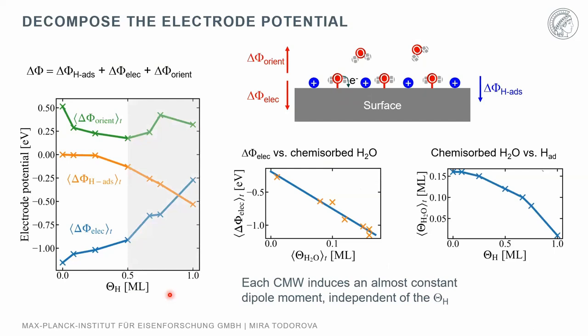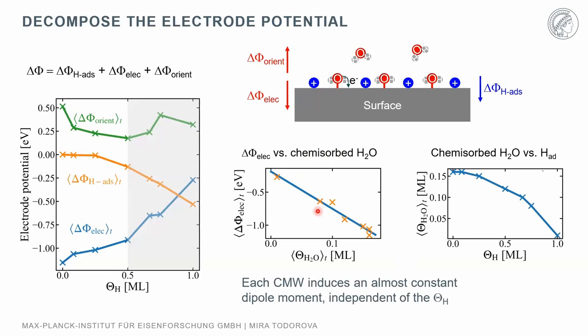And what one can assume is that here the contributions basically cancel but give rise to a shift. So the dominant contribution towards the dependence of the work function on the coverage is coming really from the hydrogen absorption. What we also see is that the electrode potential change depends on the number of water molecules, and it's kind of linear.